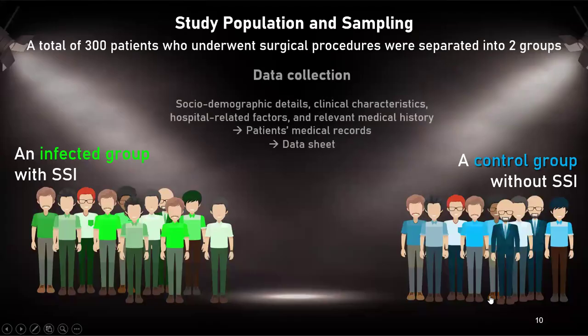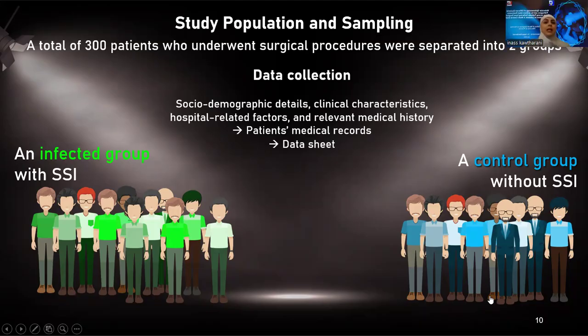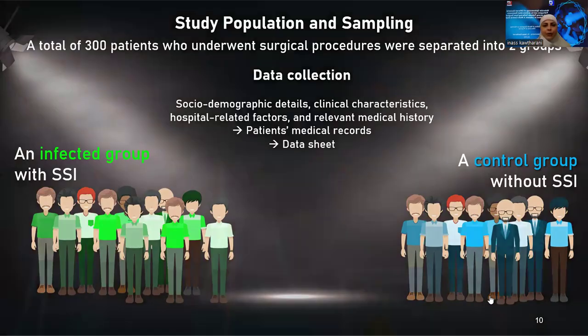Data were collected using a specific data sheet designed for our study. It includes different characteristics like sociodemographic details, clinical characteristics, and hospital-related factors like surgery duration, hospital stay duration, antibiotic prophylaxis, wound class, and ICU admission, and other characteristics, and relevant medical history from the patient. This data was collected from the patient's medical record.